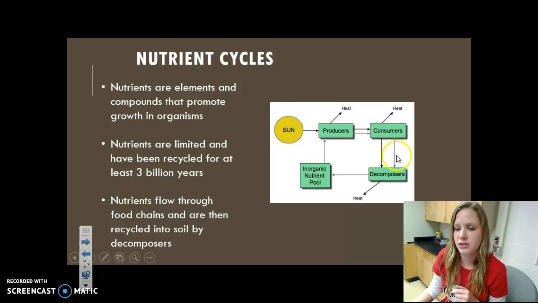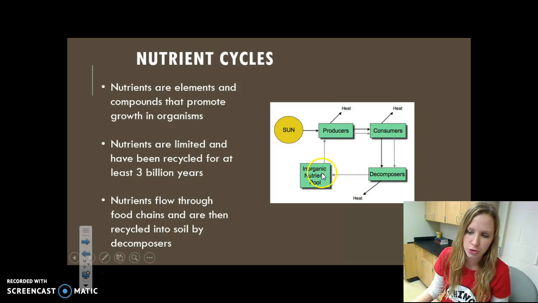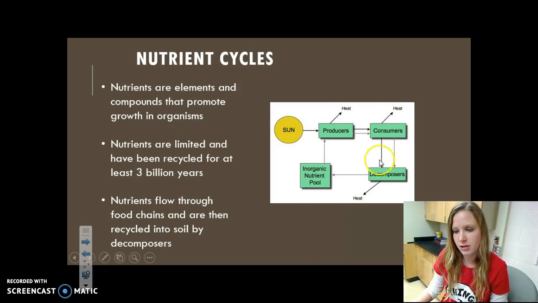So here's a little schematic. You have your sun, which goes to producers, producers to consumers. Either producers or consumers can go to decomposers. And then any of those three, as they cycle through, feed through the decomposers to the nutrient pool, which is then used again by the producers, and the whole thing starts again and again and again.